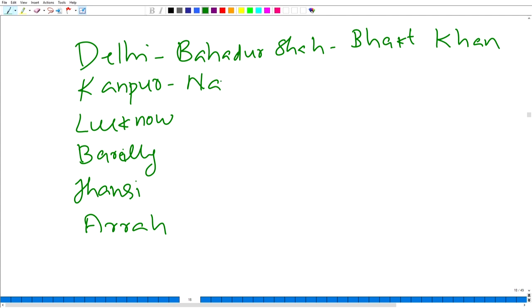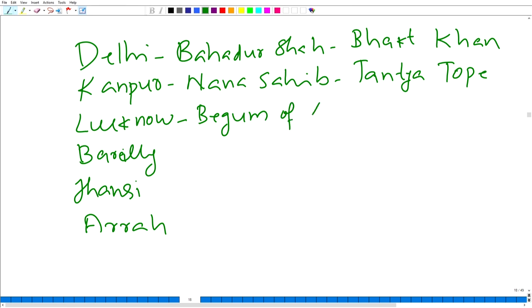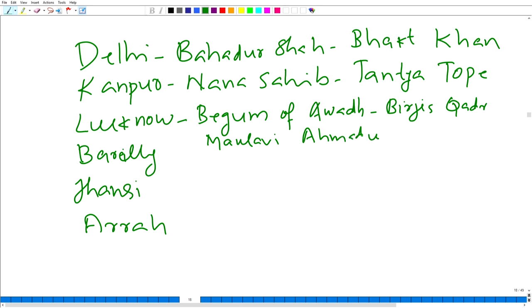In Kanpur, Nana Sahib was the nominal leader, but on his behalf, the actual leadership was provided by none other than Tantia Tope. Tantia Tope provided leadership to the rebellion in Kanpur. In Lucknow, the Begum of Oudh declared her son Birjis Qadir as the Nawab of Oudh, but the popular leader was Maulavi Ahmadullah of Faizabad, the popular leader of the rebellion of 1857 in Lucknow.